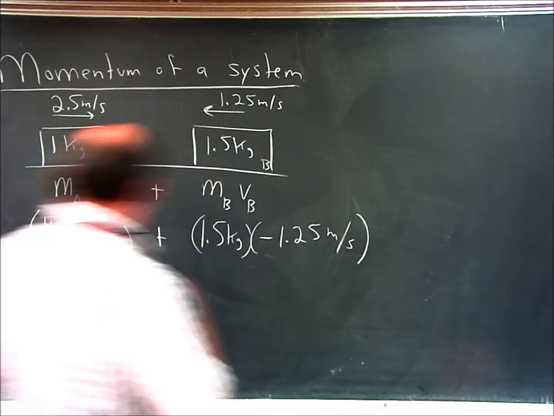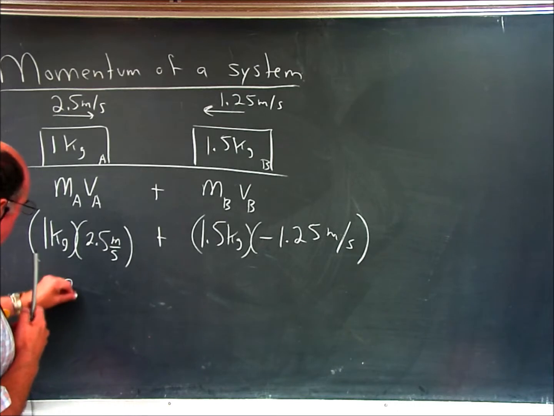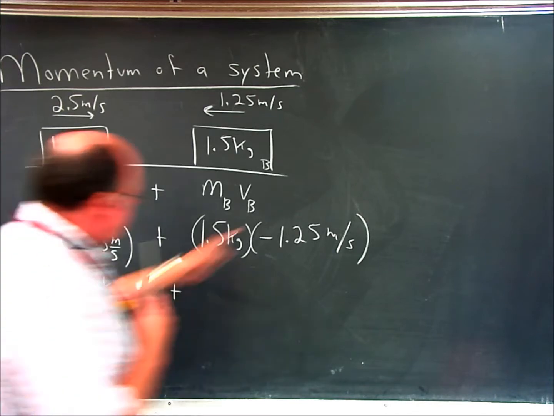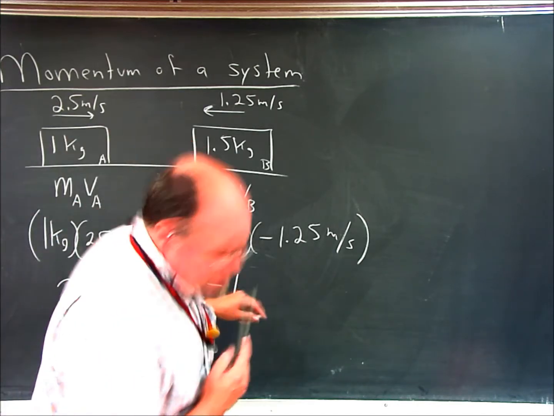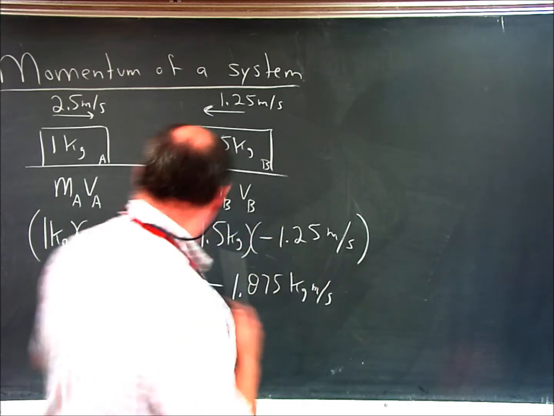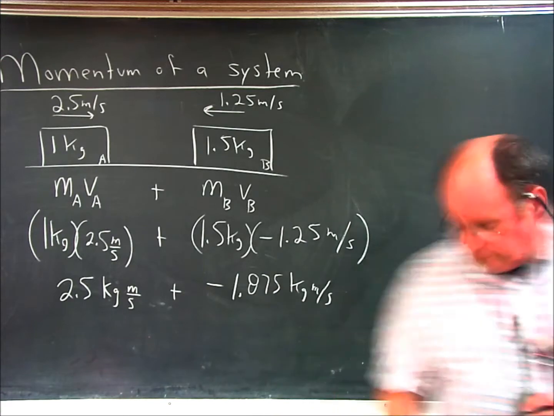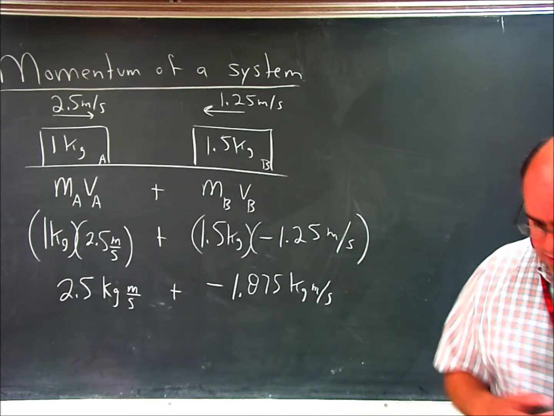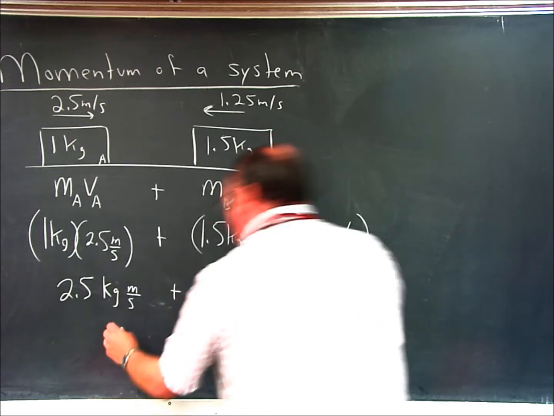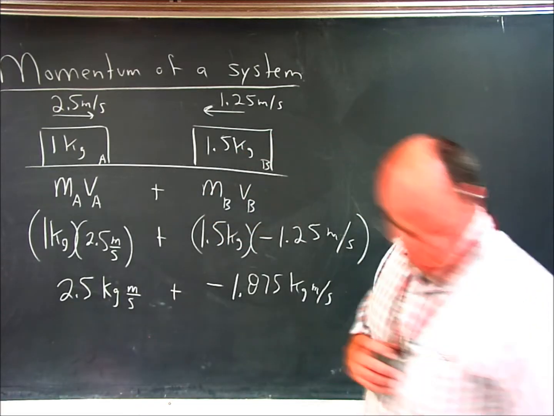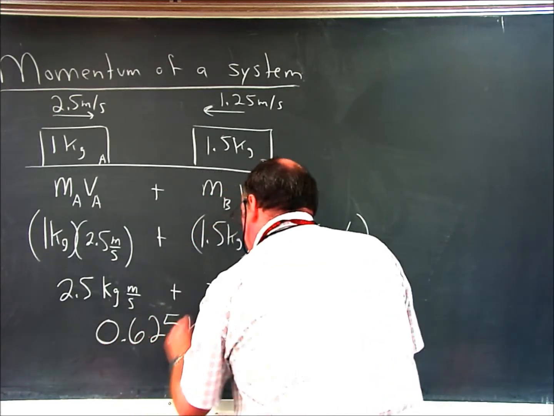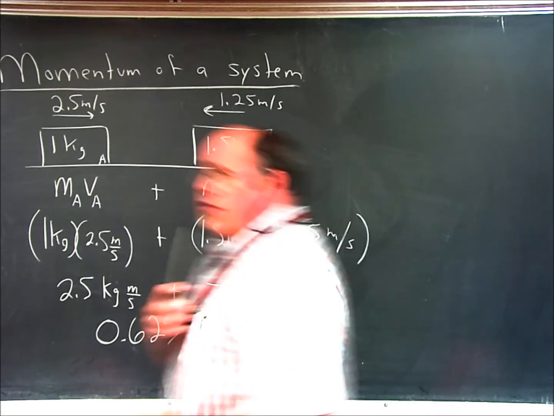So if I plug these numbers in, this one over here comes out to be 2.5, and the units are not nice, but that's what they are, kilograms meters over second, plus, and this number comes out to be negative 1.875 kilograms meters per second. And when I take out my calculator to add them up, the total momentum of the system is going to be 0.625 kilograms meters per second.